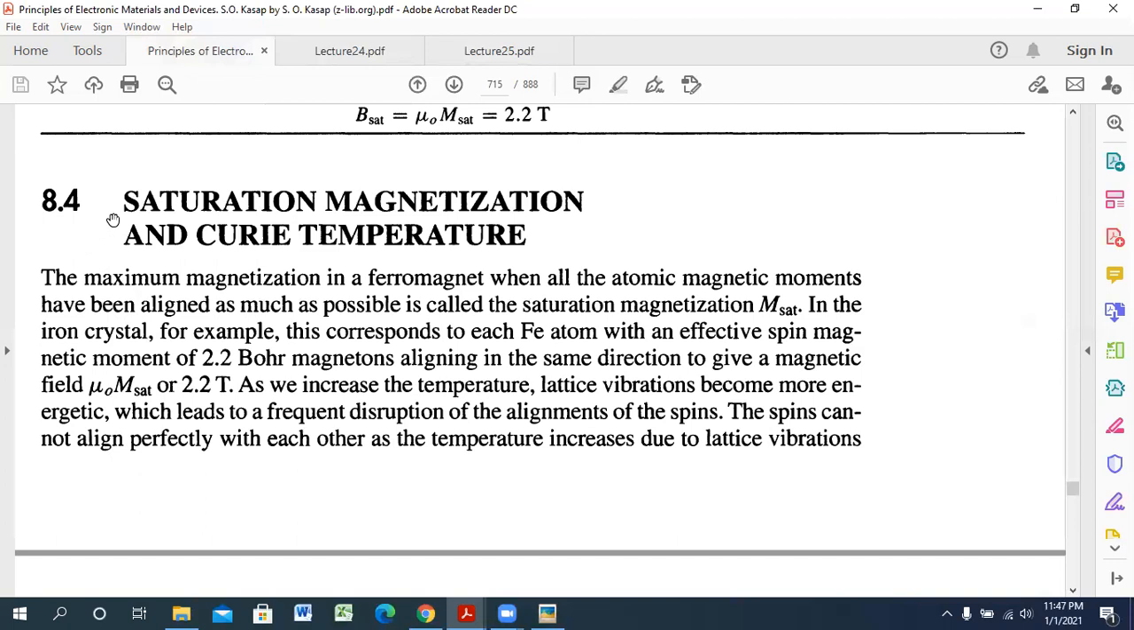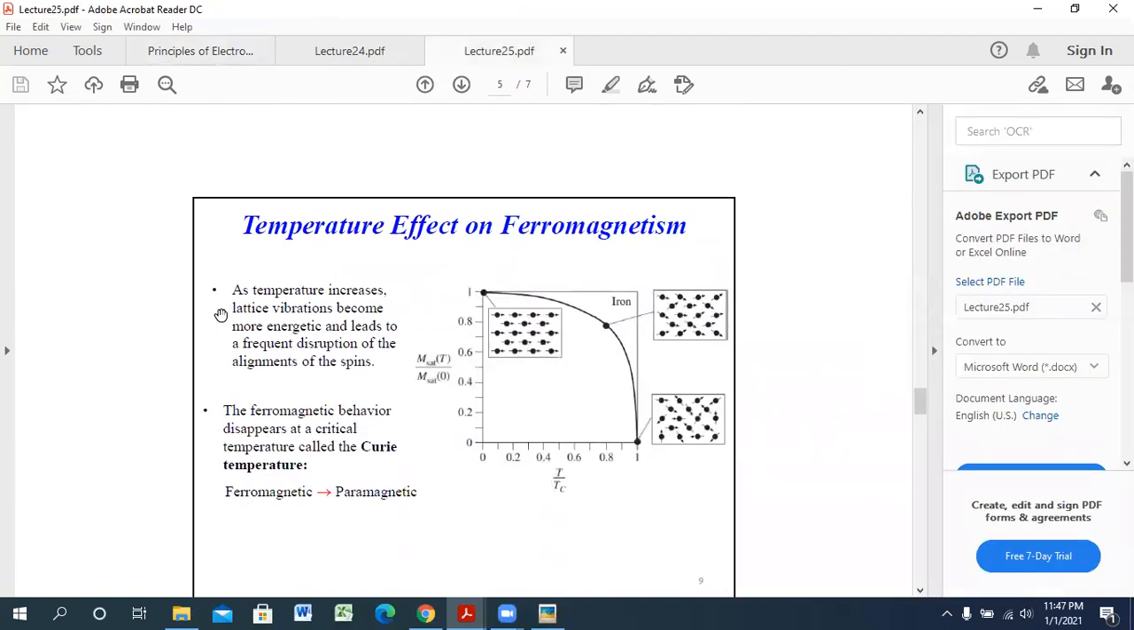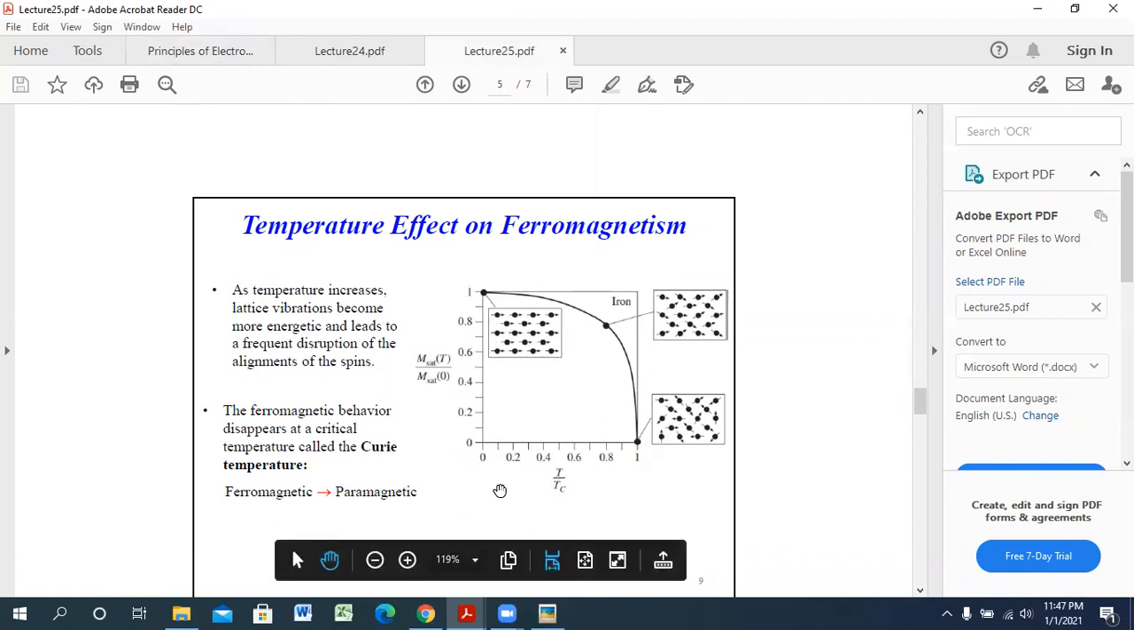Next one is the saturation magnetism and the Curie temperature. So you know about this Curie temperature. There is a certain high temperature, and if we increase the temperature, then the magnetic properties are lost. That temperature is known as the Curie temperature. Okay, right? So in the case of iron, if you look at the x direction, that one is T divided by Tc.